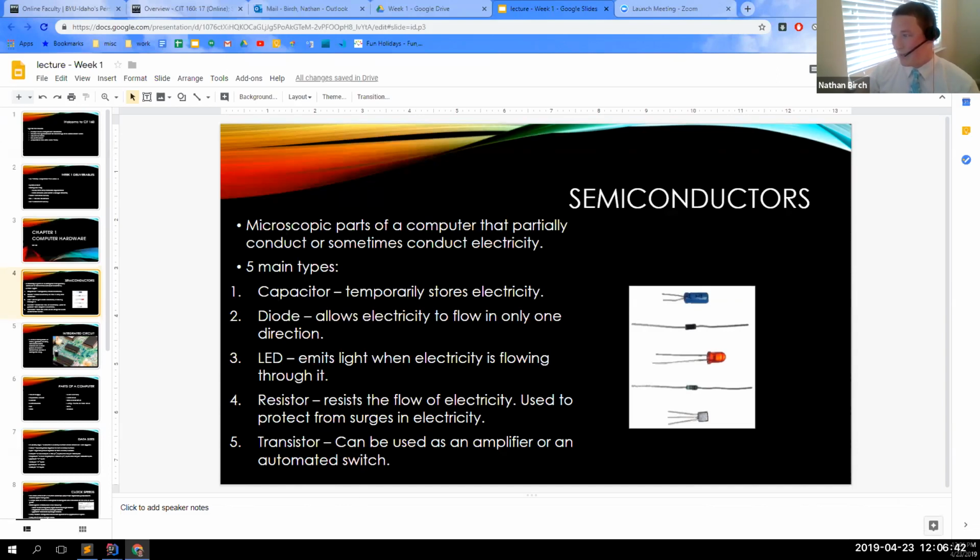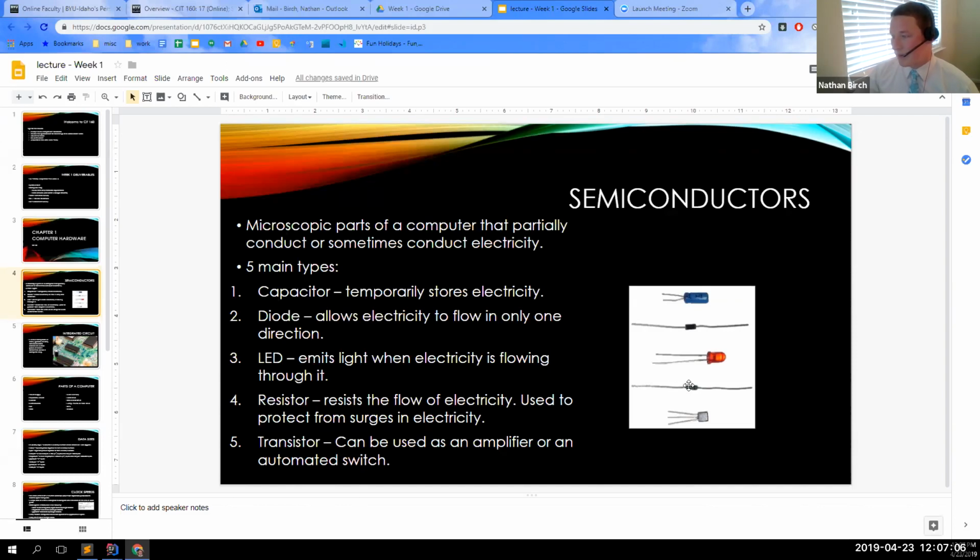There's a capacitor, which temporarily stores electricity, this guy right here, kind of like a little battery. There's a diode, which allows electricity to flow in only one direction. So it restricts it from one direction and it allows it to flow in a specified direction. There's an LED, which emits light when electricity is flowing through it.